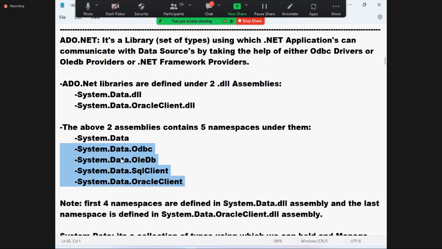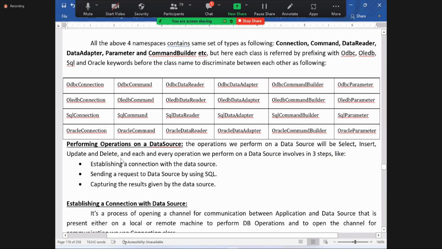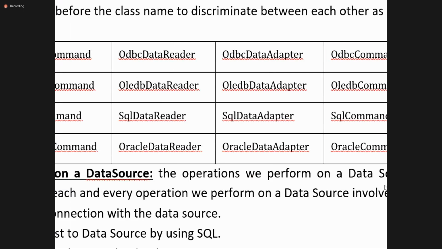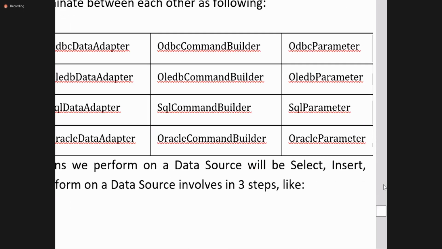Four connections, 4 commands, 4 data readers. Same way, 4 data adapters, 4 command builders, 4 parameters. Is it clearer, all of you? So like this, they are defined as the appropriate classes in your applications now.